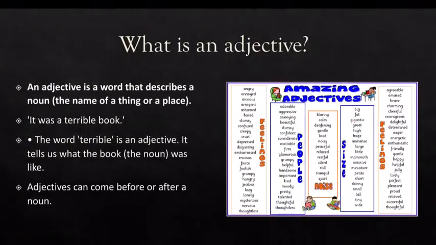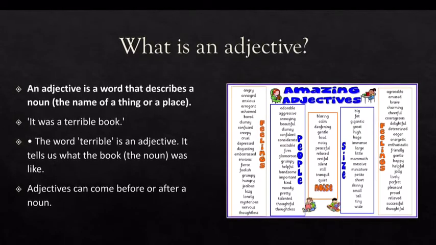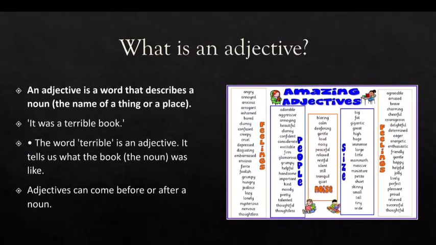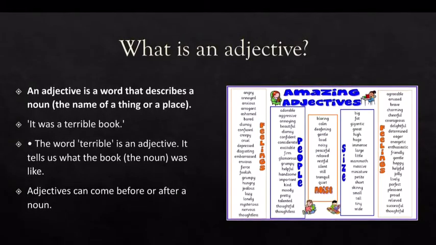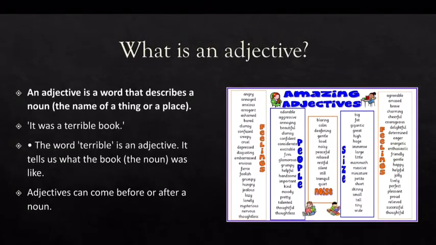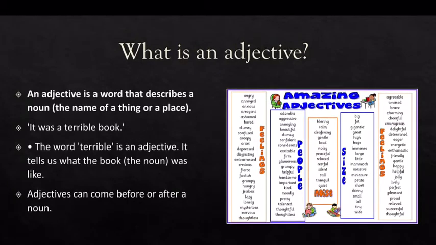Firstly, what is an adjective? We use adjectives all the time within our writing in the class. But just to recap, an adjective is a word that describes a noun, and we know that a noun is the name of a place or thing. So for example, if I said it was a terrible book, the noun would be book, but my adjective is terrible because I'm describing it.